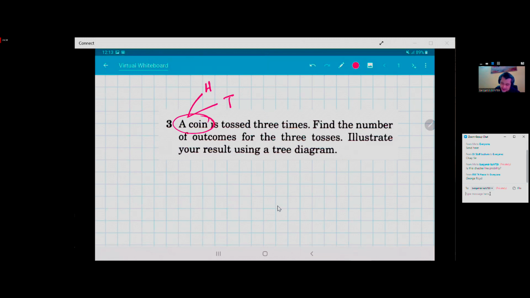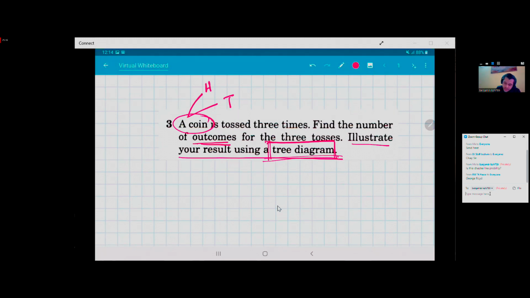Find the number of outcomes. Cari bilangan kesudahan bagi 3 lambungan tersebut. And then after that, illustrate your result using a tree diagram. Gunakan gambar rajah pokok. Now usually for AdMaths we don't use a tree diagram, but if you have learned your maths, you know that in mathematics we have this thing called tree diagram, gambar rajah pokok. But in mathematics, gambar rajah pokok is limited to dua cabang, or rather two times, dua kali. But in AdMaths, it can be more than 2 times, usually 3 times and above.